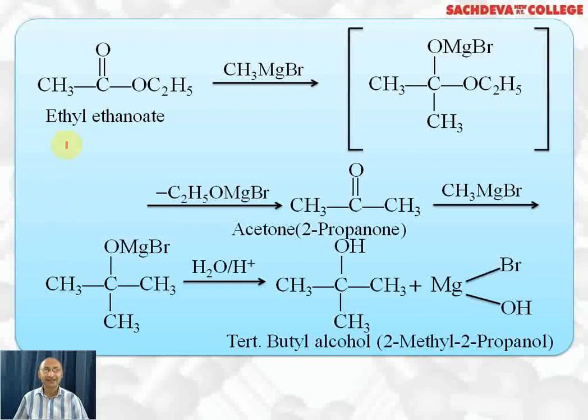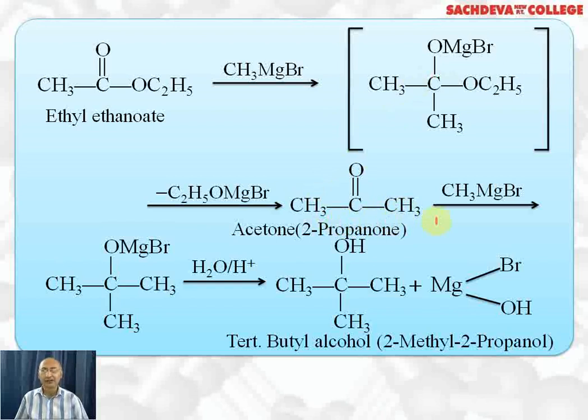Next, we are taking esters. Ethyl ethanoate reacts with CH3MgBr. The carbonyl group being polar in nature, oxygen is negative, carbon is positive. CH3 will attack this carbonyl carbon, MgBr will attack oxygen. We will get this compound. CH3, OC2H5 were already there, with oxygen MgBr is attached. This is an unstable intermediate, and the ethoxy group with MgBr forms ethoxy magnesium bromide, which is removed. This will lead to the formation of a double bond here, and we'll get acetone, or 2-propanone.